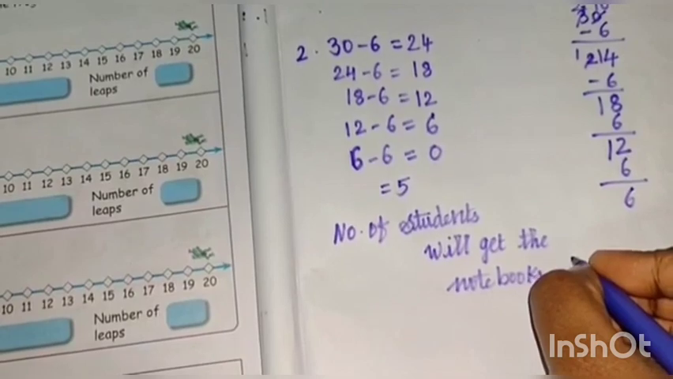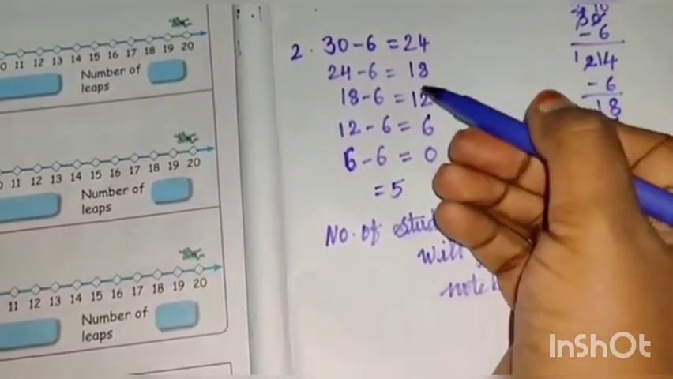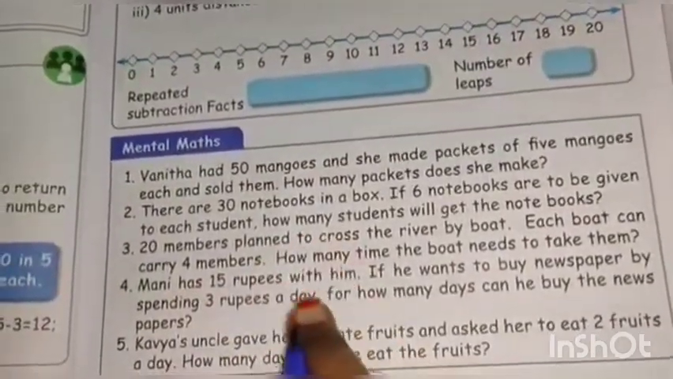Like this only you want to do the repeated subtraction. Okay, kutties, like this you want to do the next three sums.